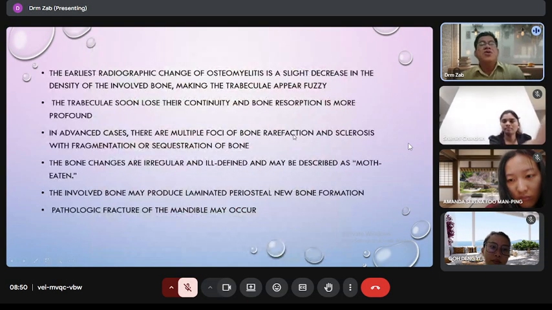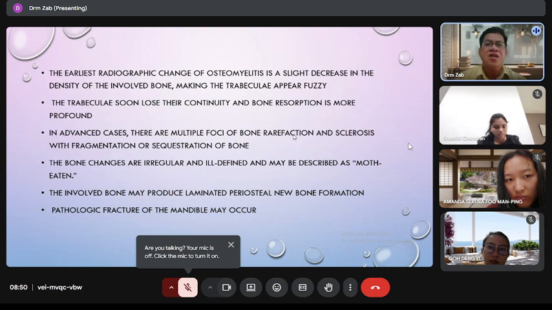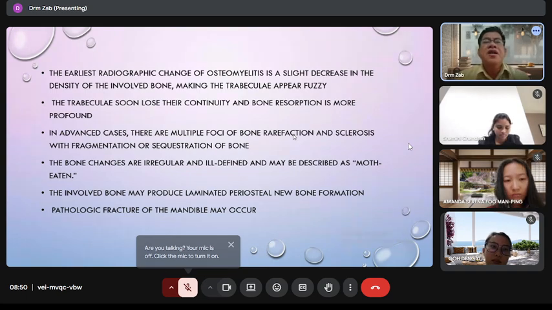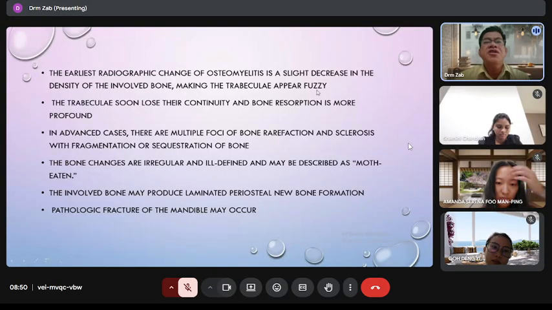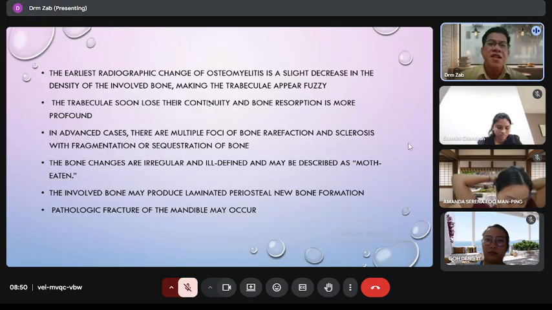Okay. So if you take an X-ray at the earliest stage of osteomyelitis, basically at the earliest stage you don't see much, because at the earliest stage you will only see slight decrease in density of the involved bone. So the trabecula will appear fuzzy. So usually after 4 or 6 weeks and above, you will see the radiographic changes clearer, right?